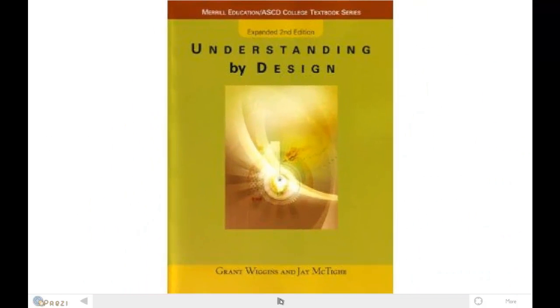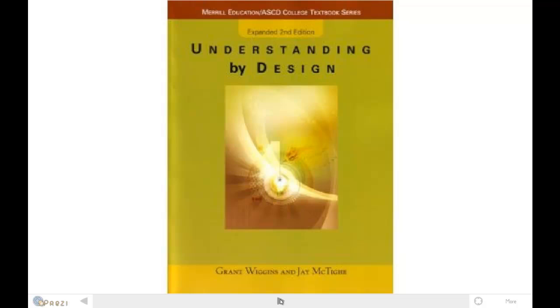Sometimes as teachers, we are in love with our textbooks. We think all of the information within it is important for our students to know. I love Wiggins and McTighe's Understanding by Design, and I think everyone should read it. I think everyone should attend a conference about it. I think everyone should follow their strategy of backwards design.